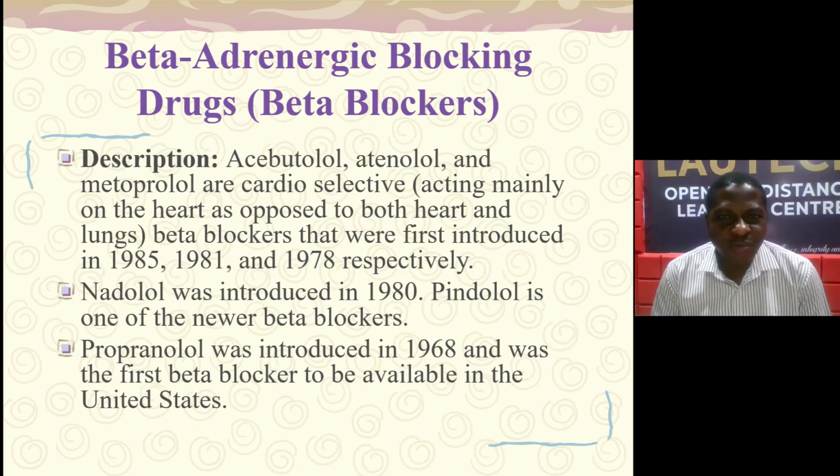Now let's look at some descriptions of this group of drugs, the beta blockers. Example number one: acebutolol, atenolol, and metoprolol are cardioselective, acting mainly on the heart as opposed to both heart and lungs. This simply means that they act mainly on the heart as opposed to both heart and lungs.